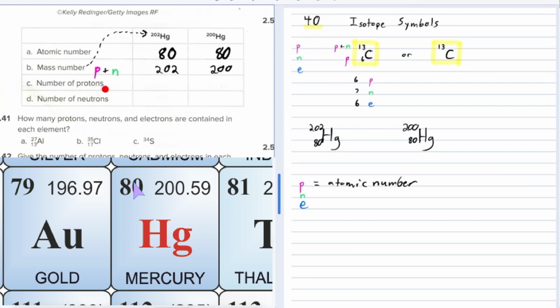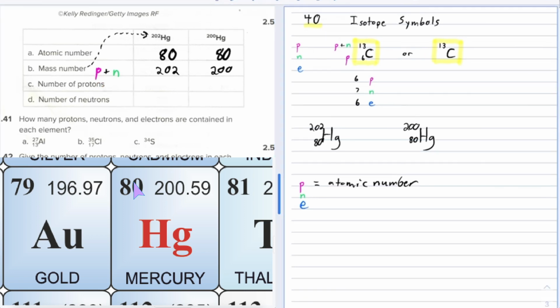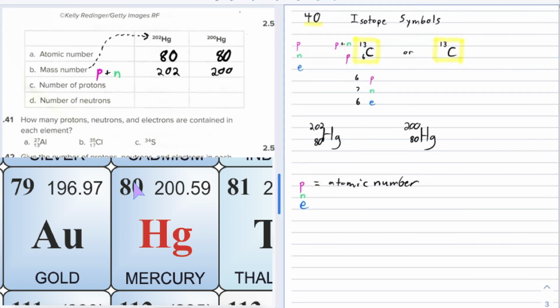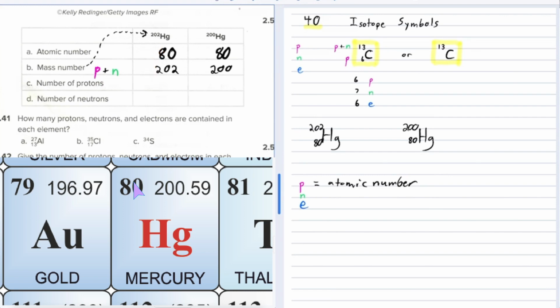To get the number of protons, that's the same thing as the atomic number, right? The number of protons is the atomic number. So we've already got the atomic number, just copy that down, and that's number of protons. To get the number of neutrons, you take the mass number and you subtract the protons to get the neutrons. So 202 minus 80, what's that math? That's 122. And then 200 minus 80 is 120.